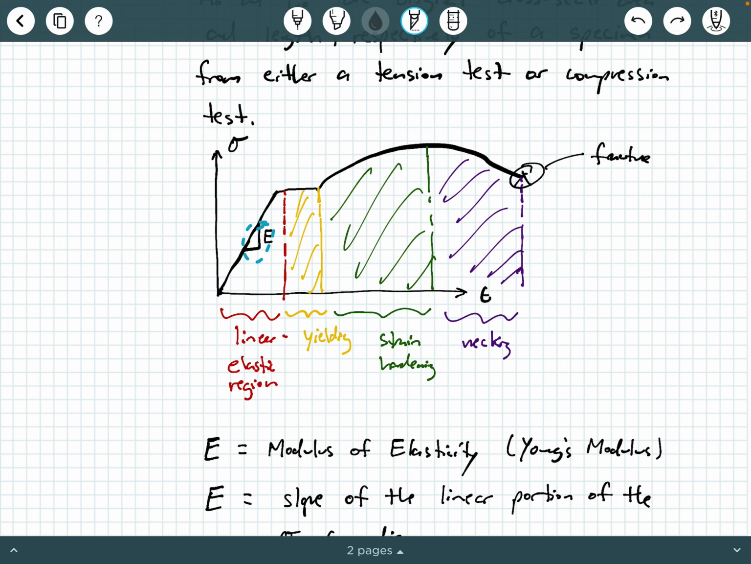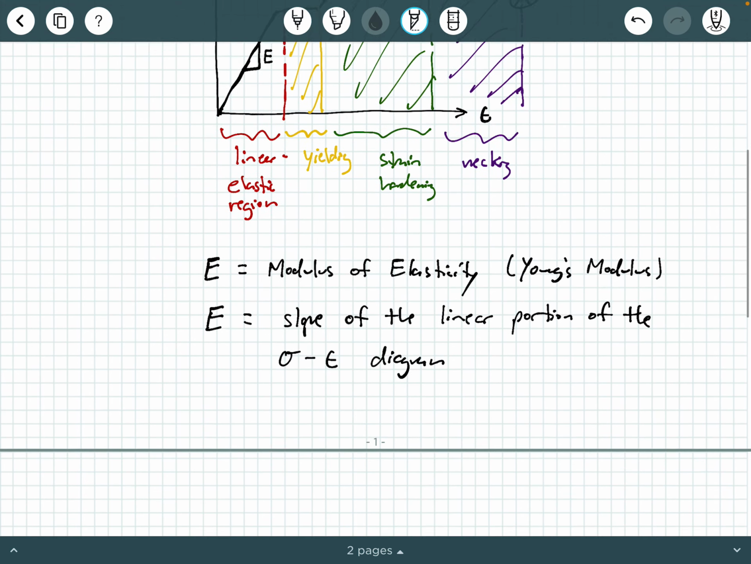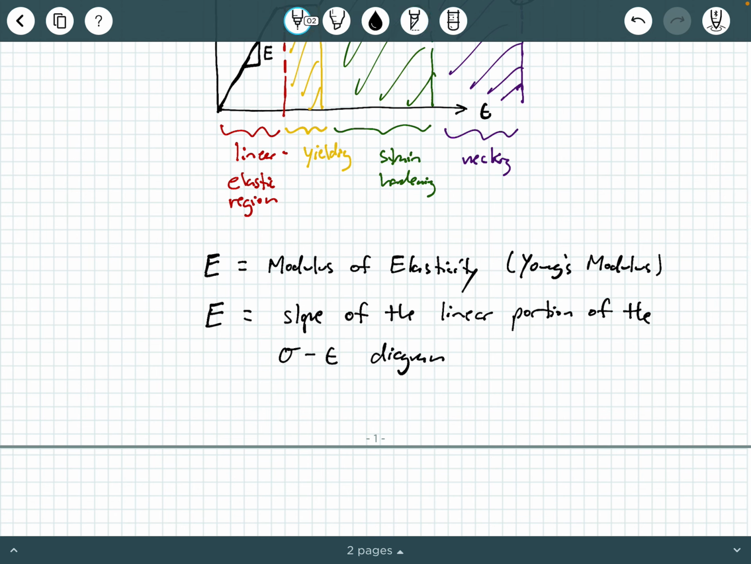This is the slope E. And you notice that this line passes through the origin. So what would the equation of that straight line segment be that we also call Hooke's law? Well, it's just y equals mx, right? So in this case, it's sigma equals E epsilon.